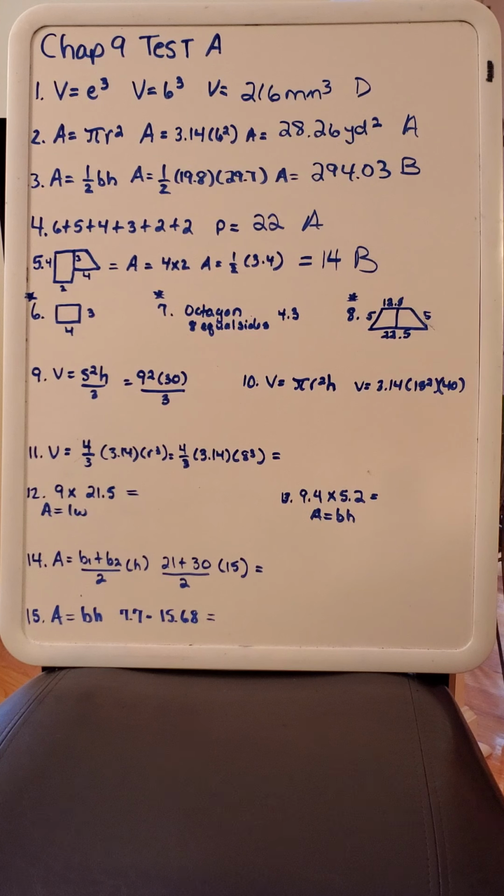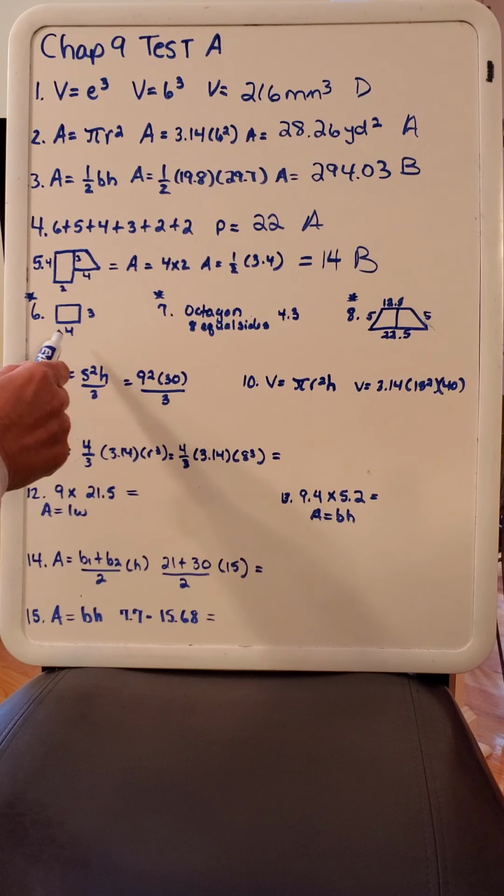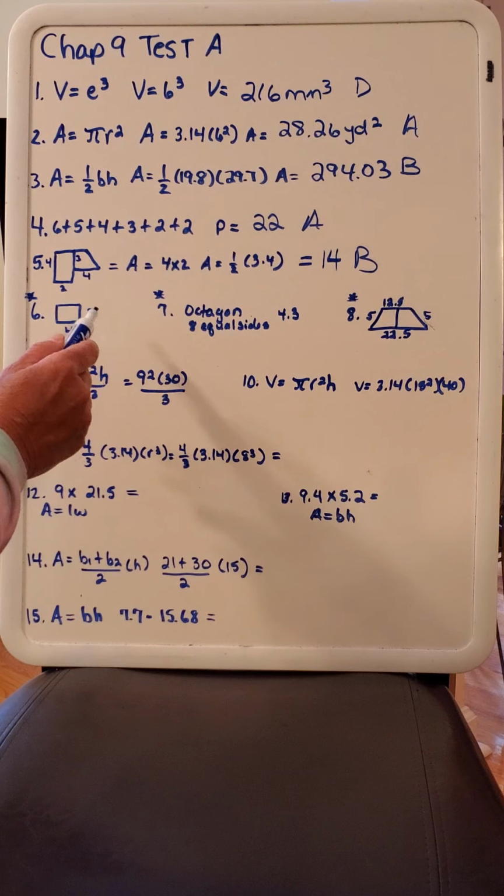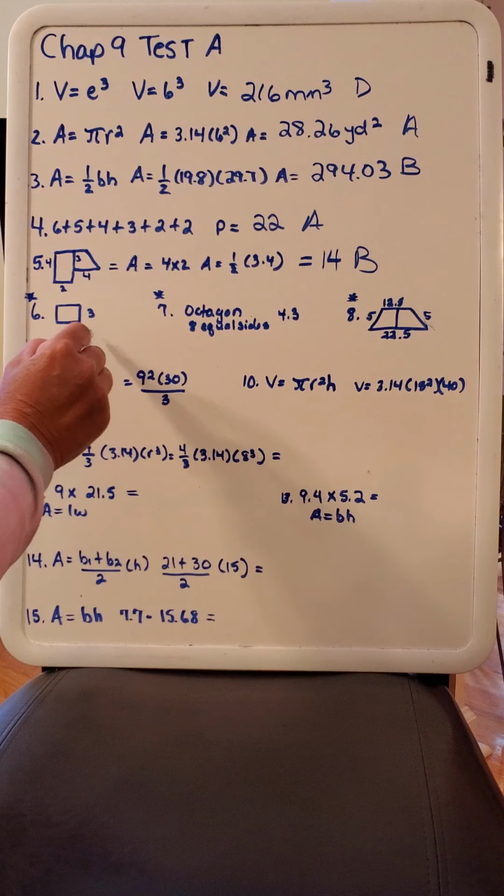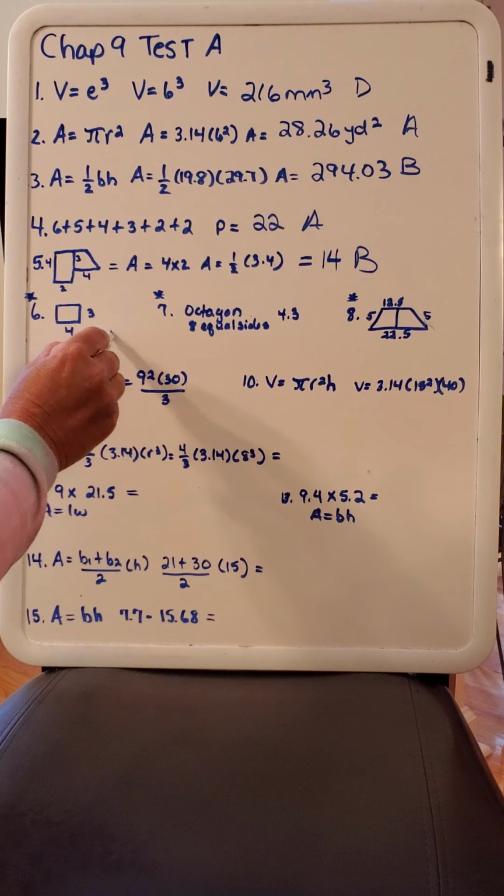Okay. Number 6. 6 through 8 says to find the perimeter or the circumference of each figure. It's all perimeter, not circumference. It says that on test B2, but you're going to be looking for the perimeter, not the circumference of these shapes. So the first one is rectangle. It is a 3 by 4. So 3 times 4 is 12.